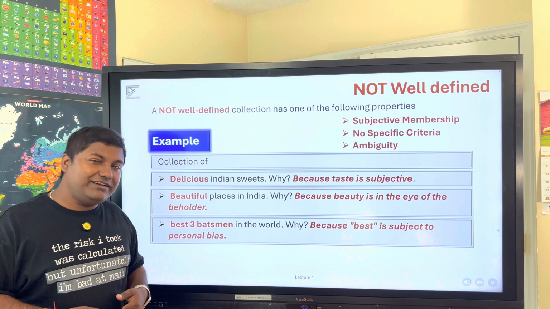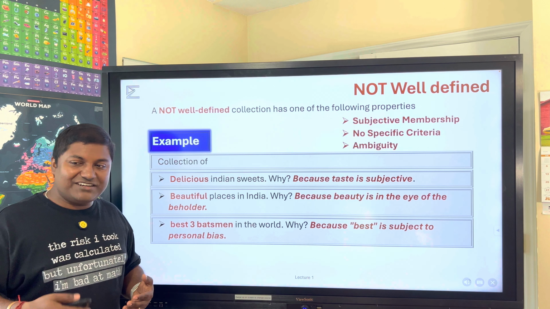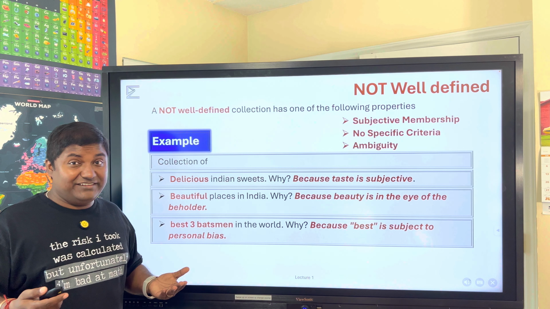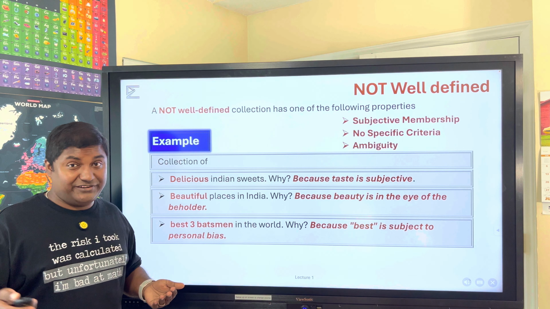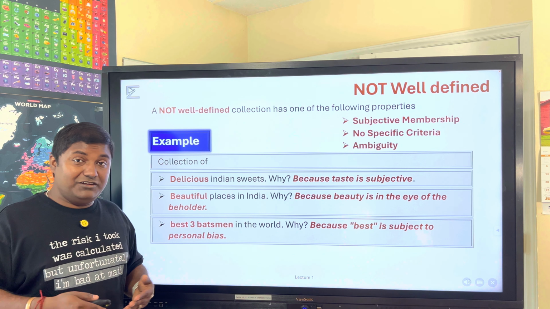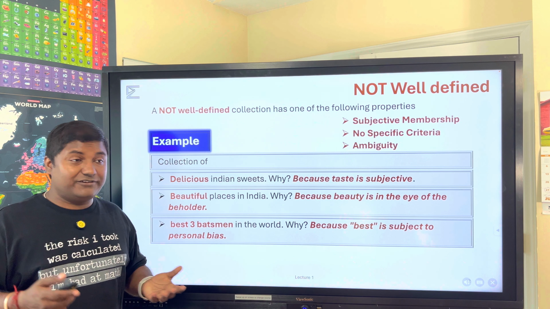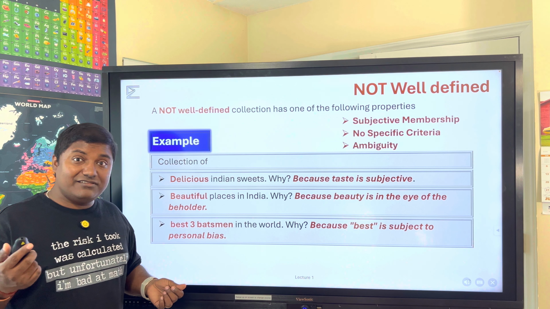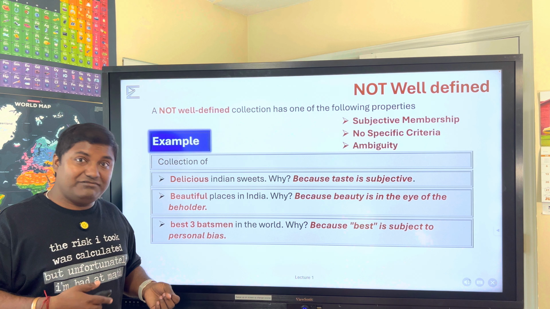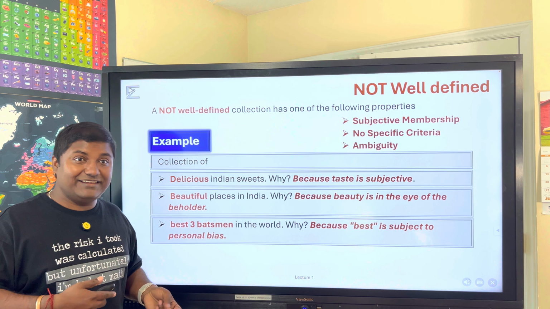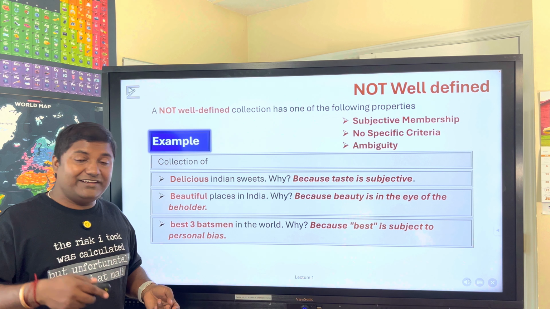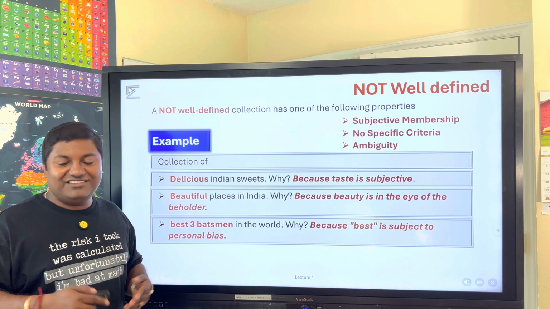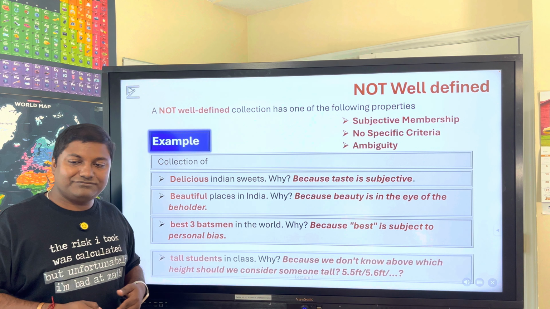Same for what if I ask you to write the best 3 batsmen in the world. People are going to write the names of the batsmen whom they admire, right? And different people have different criteria for admiration. Some people like humbleness. Some people like technicality. Some people will define the best 3 batsmen based on strike rate, etc., etc. So best is subject to personal bias.